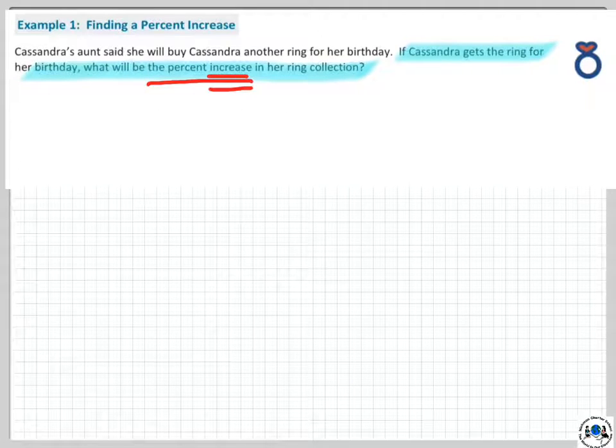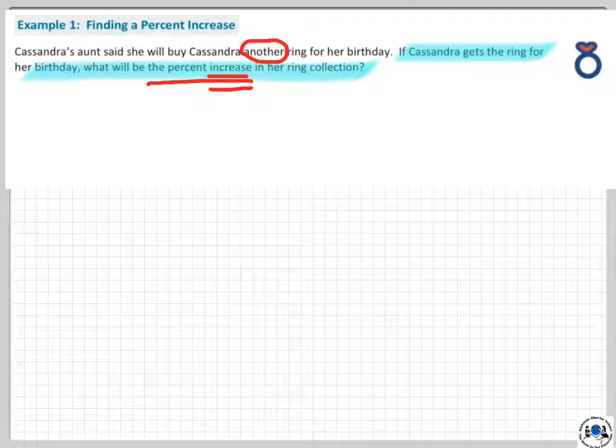Okay, so let's continue with Cassandra's example. Cassandra's aunt said she will buy Cassandra another ring for her birthday. If Cassandra gets the ring for her birthday, what will be the percent increase in her ring collection? A good word here that we know means increase is "another." She has another ring for her birthday. If she gets her ring, what will the percent increase in her ring collection be?